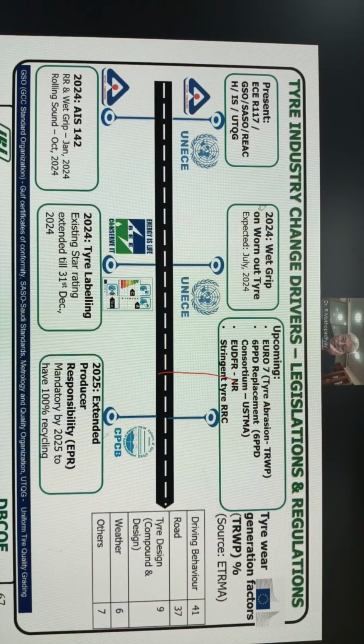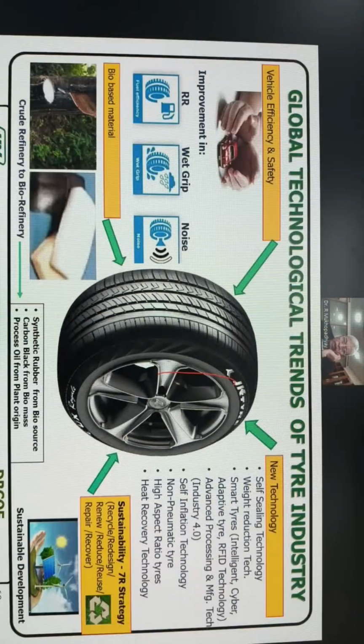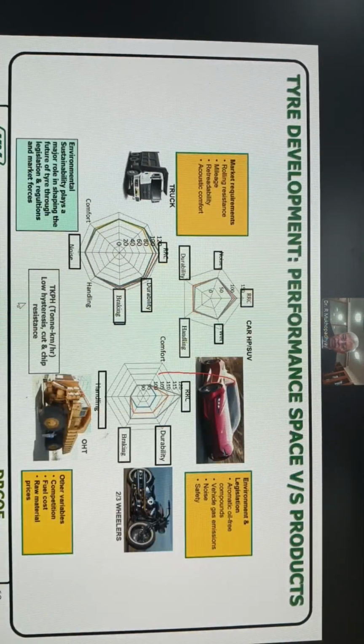As I am telling you simply, elimination of 6PPD, the tire rubber wear particles, and these are the regulations, and stringent tire RRC, the continuous reduction of rolling resistance. So these are the tire trends. That means on one side you get tire labeling, on the second side new technology, and third is your sustainability or circularity.